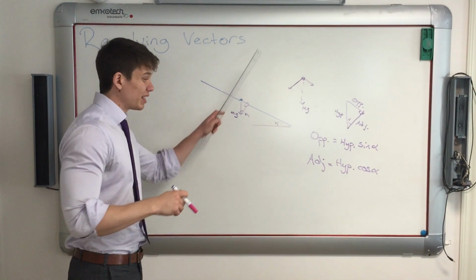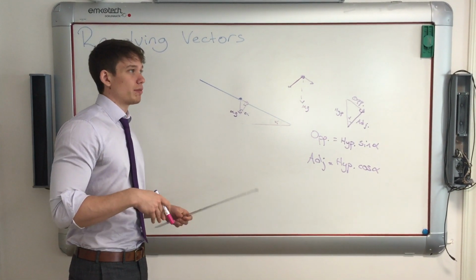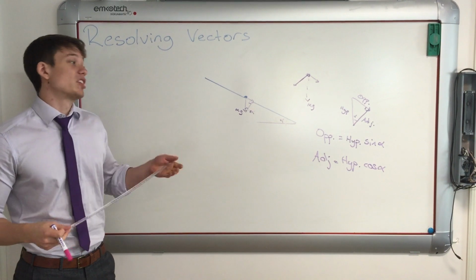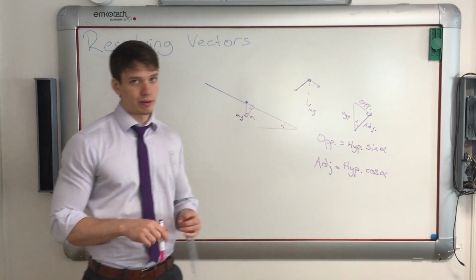Where we have to find the perpendicular component of that weight, maybe we're trying to find the normal contact force, or we're trying to find the friction that this point mass will be subjected to, we would use cosine of alpha.